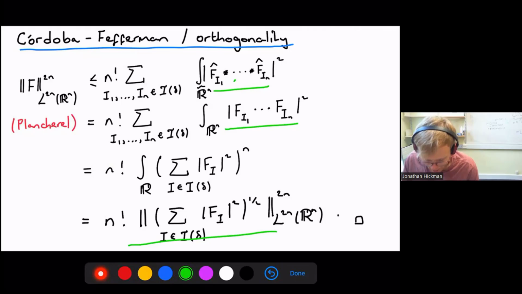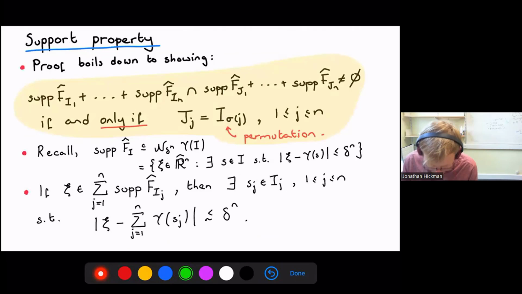So that's the simple scheme in order to prove these square function bounds. Of course, it's very elementary, but the proof boils down to showing this geometric property about the Fourier supports of these functions. Okay. So does this make sense? Are there any questions?